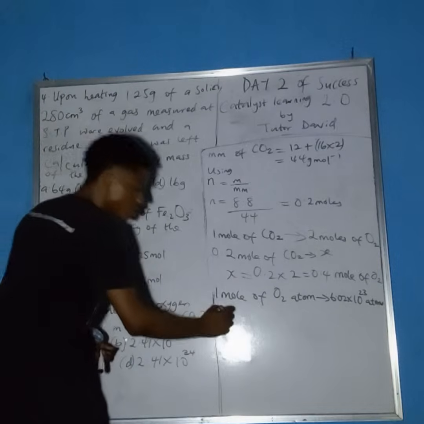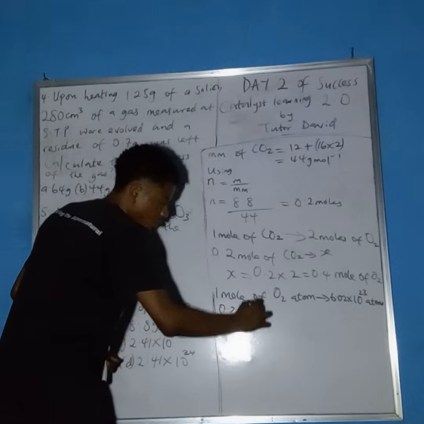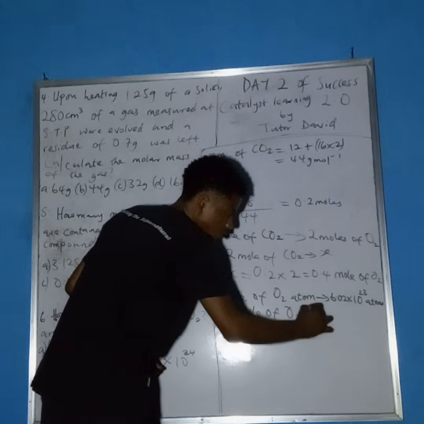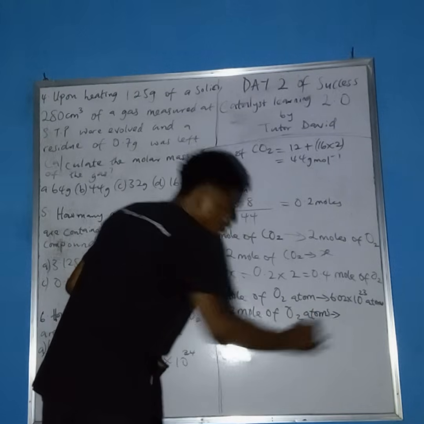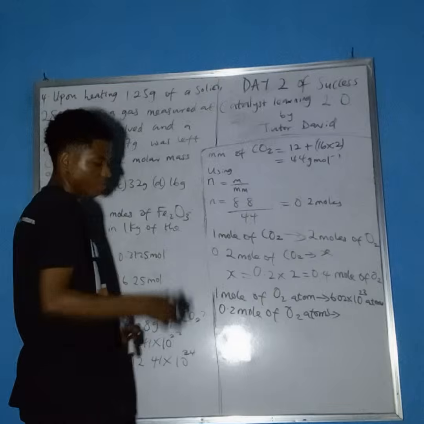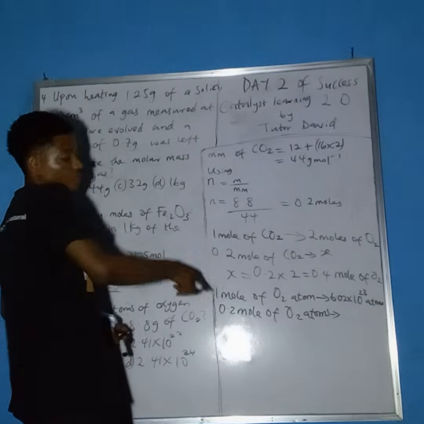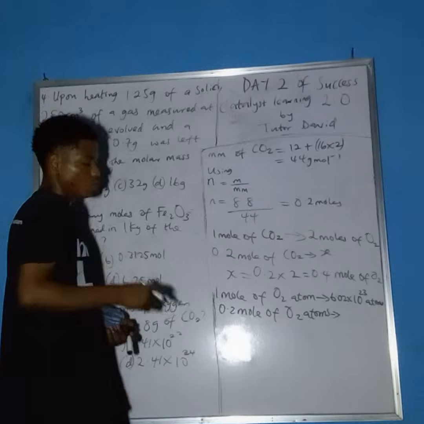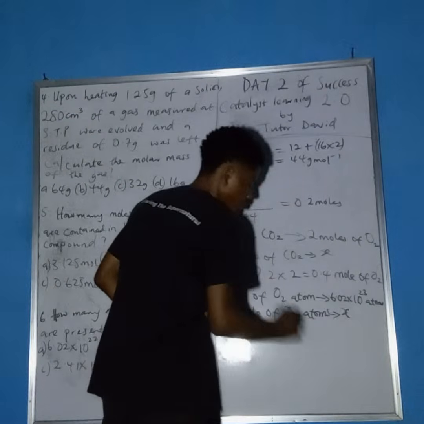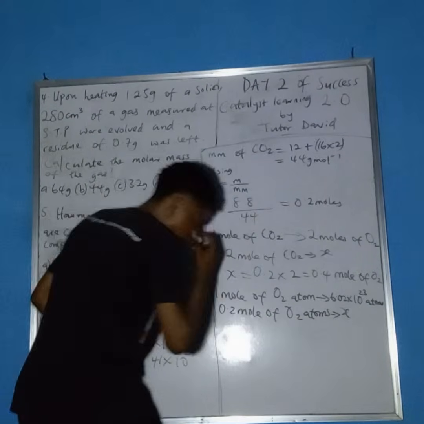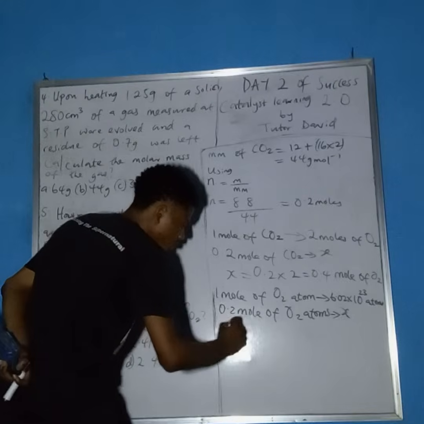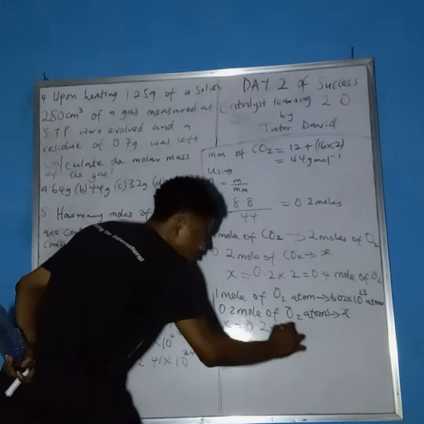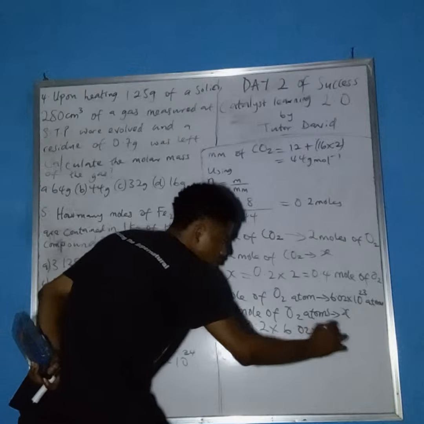So what will 0.2 moles of that same oxygen now give us? Since one mole of oxygen atom can give us 6.02 times 10 to the power 23 atoms, what will 0.2 mole give us? x. We cross multiply. So by doing that, we now have 0.2x equals 0.2 times 6.02 times 10 to the power 23.